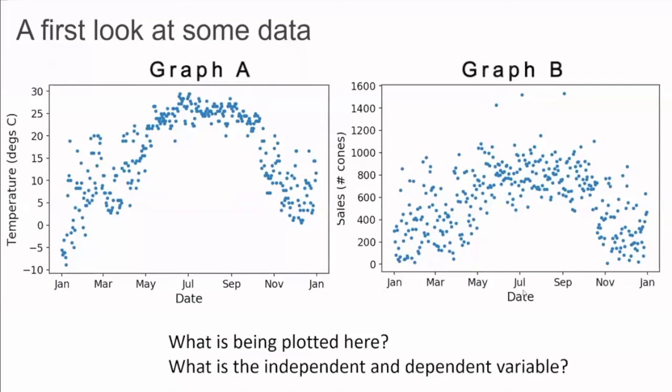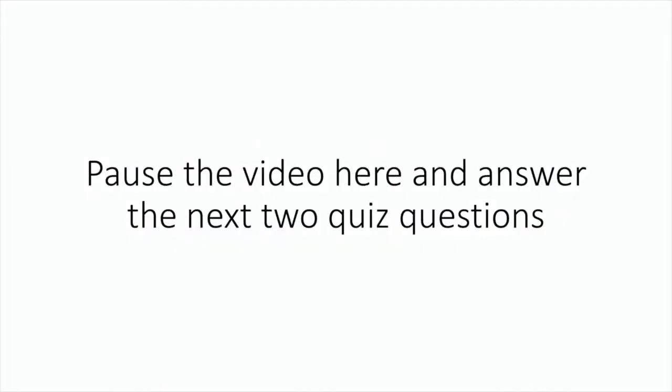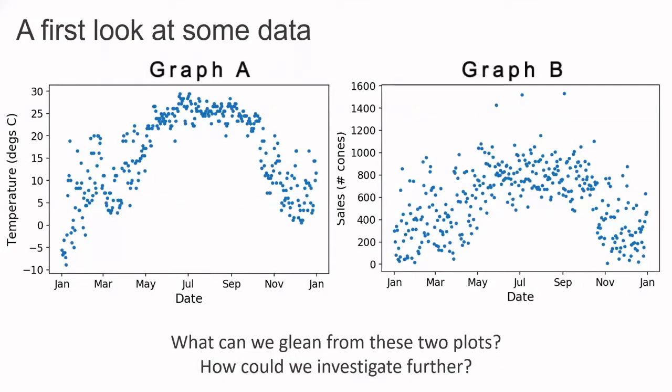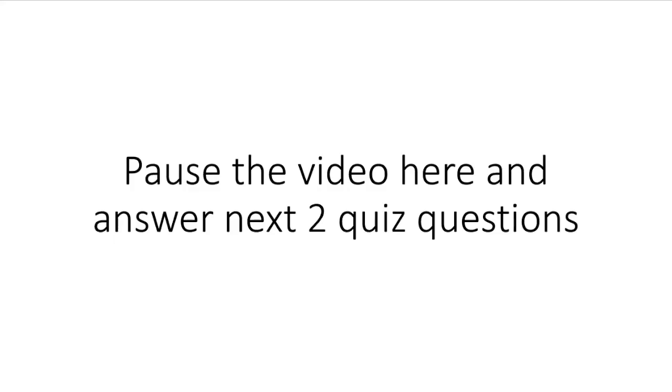What's being plotted here, and what are the independent and dependent variables? What can we understand from these 2 plots, and how might we be able to investigate this data further? Take a moment to describe the axis, the major trends, any inflection points or points of transition where the slope goes from positive to negative, any outliers, points on the graph that really don't seem to fall into the general trend of the data that we see. What's the general pattern that you're seeing in each of these graphs? Please pause the video here and answer the next 2 quiz questions. When you're done, come on back.